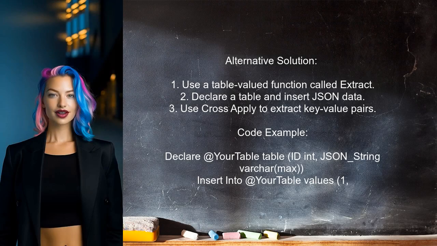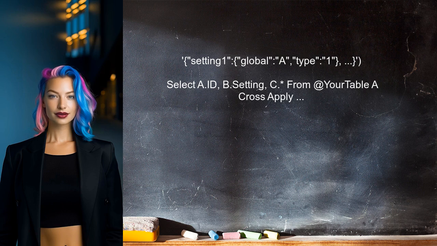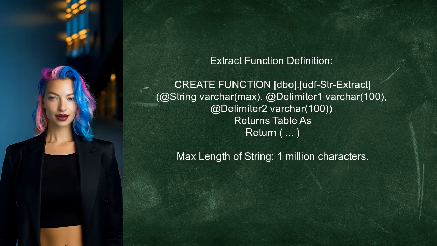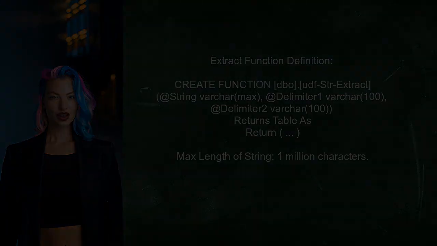An alternative approach involves using a table-valued function, or TVF, called extract. This user created the function to simplify the extraction of key value pairs from JSON strings. The example provided shows how to declare a table, insert JSON data, and then use the extract function to retrieve the settings dynamically. The user also provides the definition of the extract function, which uses common table expressions to parse the JSON string based on specified delimiters. This allows for flexible extraction of keys and values without knowing their names in advance.